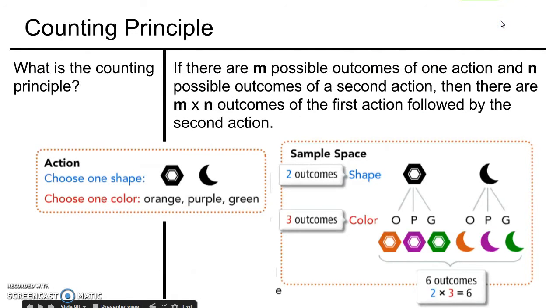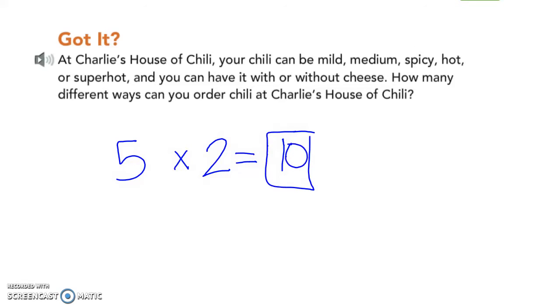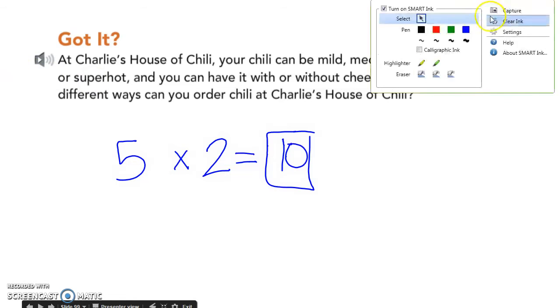All right, next, remember the counting principle, or the fundamental counting principle. You just figure out how many choices you have for each category, and then you just multiply them together, and that gives you the total number of combinations. So here in the chili, we have 1, 2, 3, 4, 5 choices for the temperature of the chili, and then we can either choose with or without cheese. That's 2 choices. 5 times 2, we have 10 different combinations of chili. Okay, so that's how we use the counting principle.